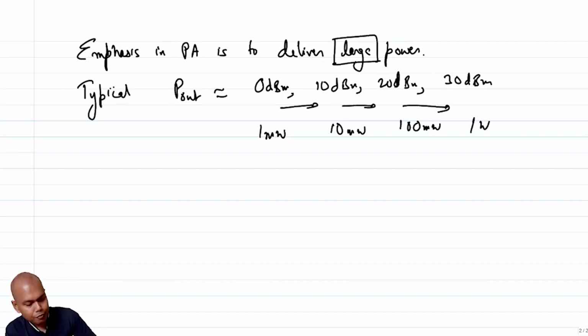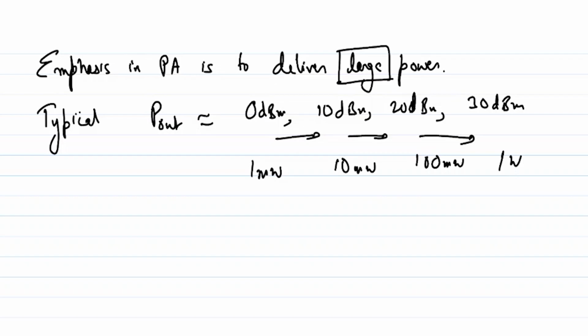So you can have power amps required. You might be asked to design power amps which have a requirement of delivering power over as varied a range as between 1 milliwatt to 1 watt, right? So that naturally creates some interesting design challenges which we are going to talk about, right?